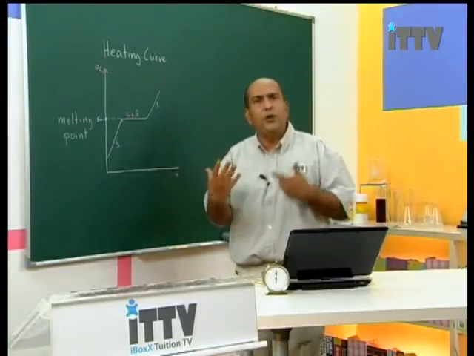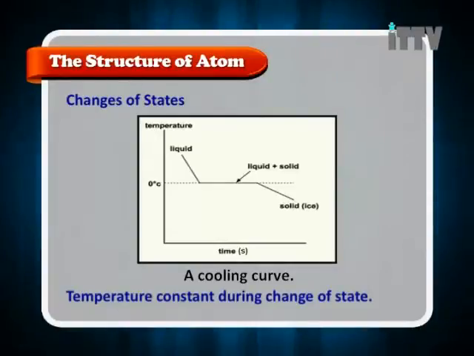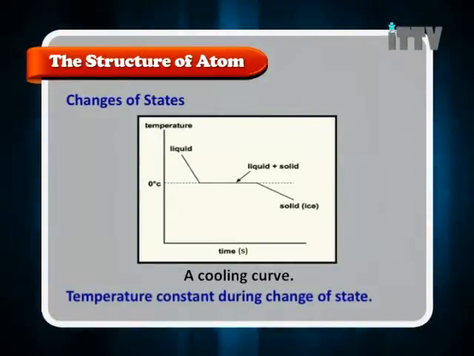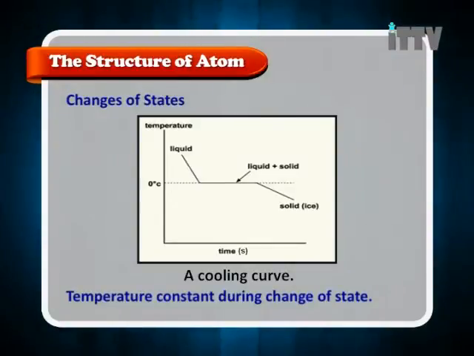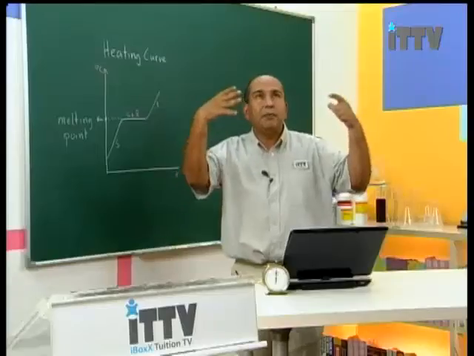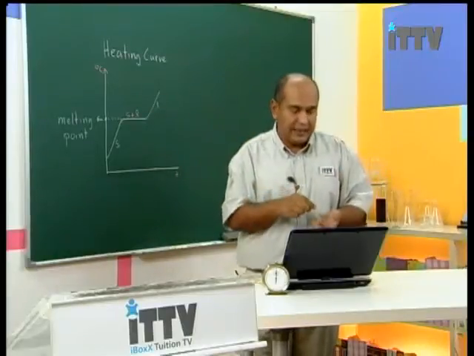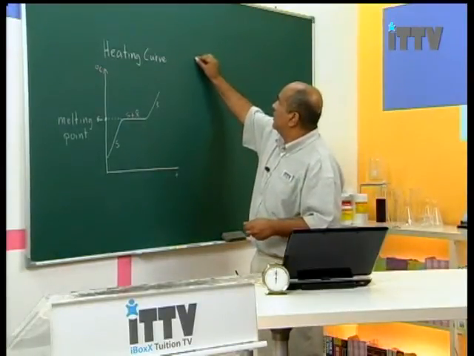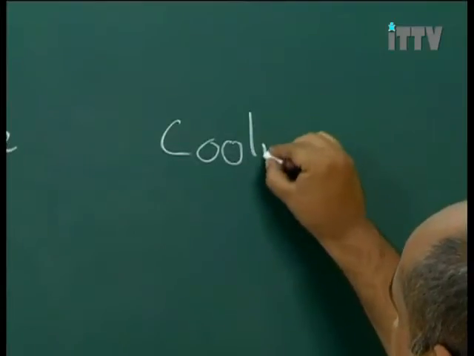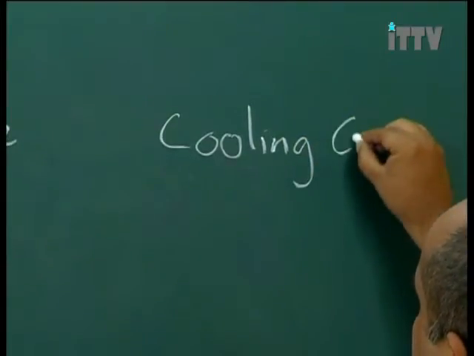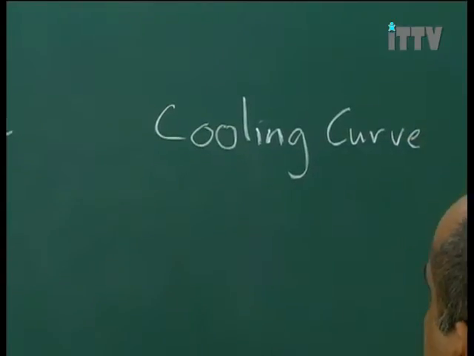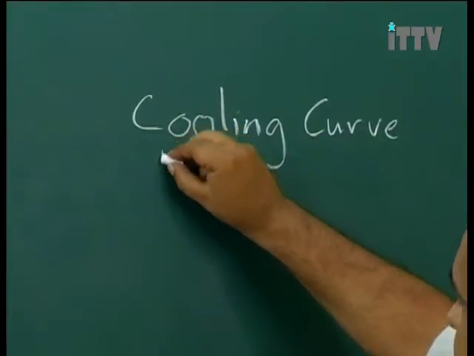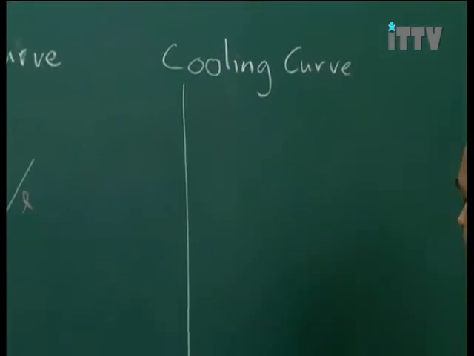But what about if we go in the opposite direction? A cooling curve. Temperature constant during change of state. Now, in a cooling curve, once again, we are showing how something is changing as the heat is being released. Let's sketch this on the board as well. This is called a cooling curve. Now, in a cooling curve, we still have the two axes, just as just now.